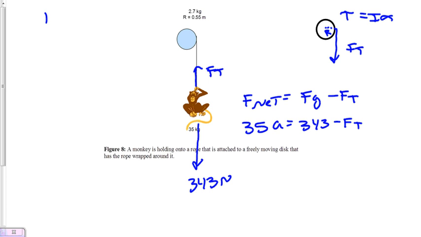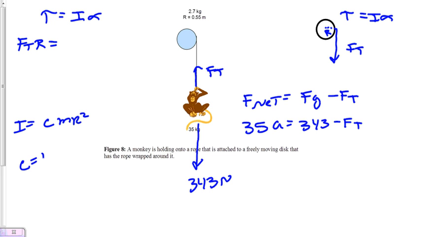So torque equals I alpha, and let's substitute in what we know about this. Well, we know torque would then be force tension multiplied by the perpendicular distance to the center of rotation. So that's going to be force tension times radius. Now we have I alpha again. So I is going to equal C m r squared. But for a rotating disk, the C is equal to 1/2. So we're going to substitute in for I. That will equal 1/2 m r squared.